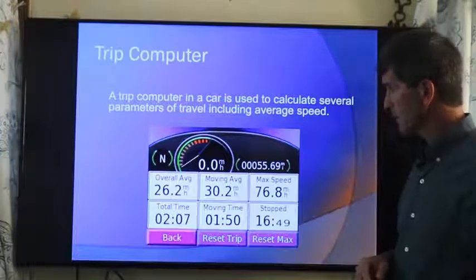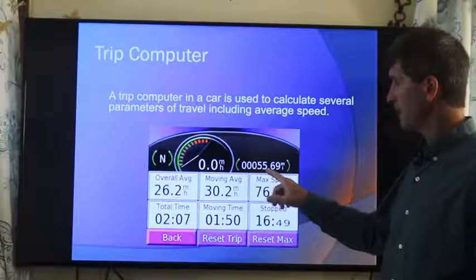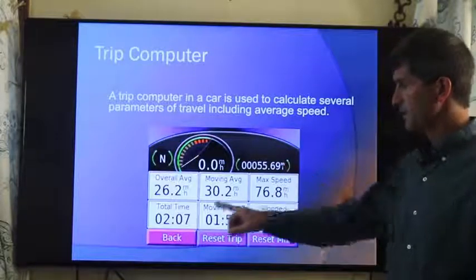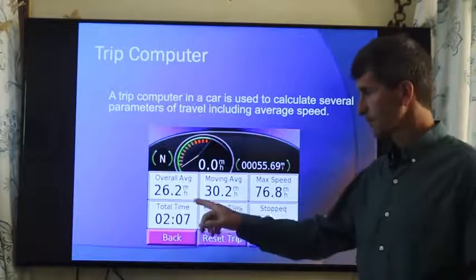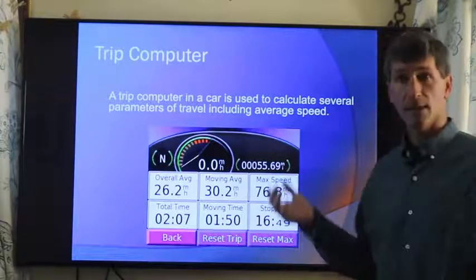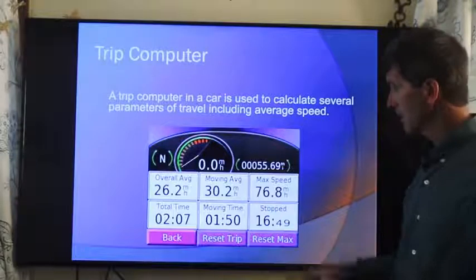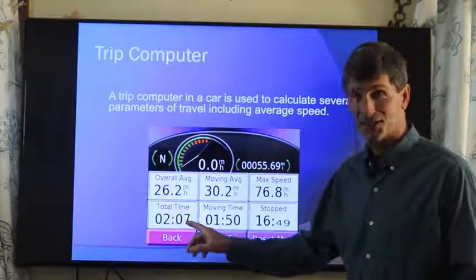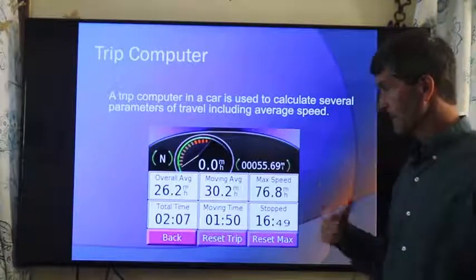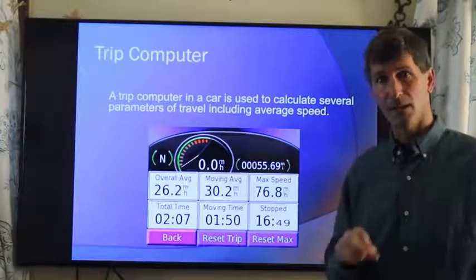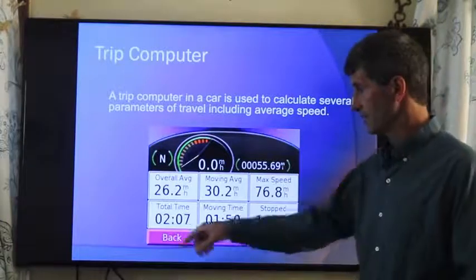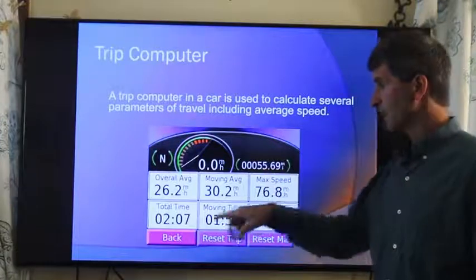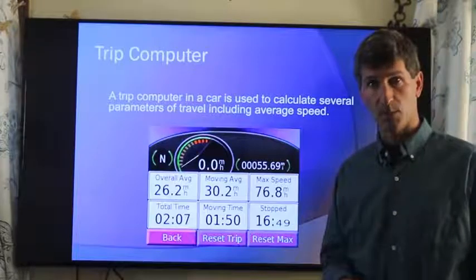In this particular case, the car has traveled 55.69 miles. The time that it took is 2 hours, 7 minutes. So we can calculate the overall average speed. 55.69 divided by, we have to convert minutes into hours. 7 minutes is roughly a little bit more than a tenth of an hour. So you're roughly dividing by 2.1. So 55.69 divided by 2.1 gives you 26.2.